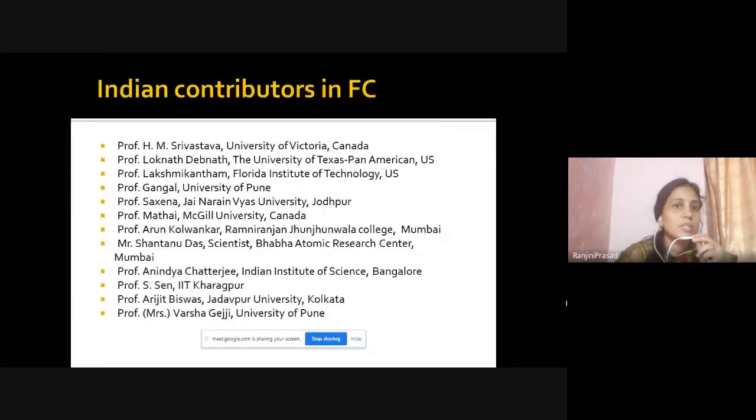Okay, so Indian contributors in fractional calculus. Who are the Indians doing research behind fractional calculus? Some of them are mentioned: Srivastava, Canada, then Loknath Letnet, US, Lakshmi Gantham is very famous in this field, then Saxena. These are all broad-based mathematicians. Then in Mumbai, Arun Kolvankar, Santanu Das, scientist at BARC Mumbai, then Sen, IIT Kharagpur. So these are the Indian contributors in fractional calculus, right?